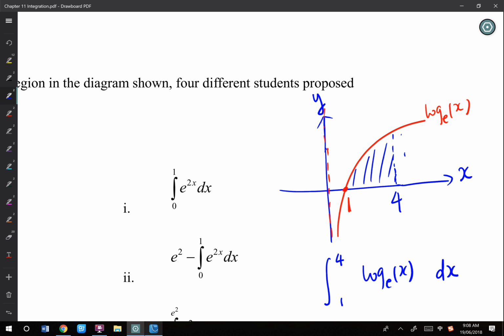Okay, when x equals 4, what's the y value? When x equals 4, what's the y value? It's log_e 4. Okay, so I'll label log_e 4 here as well. And I'll shape the region I want. That's 1. And here is 0.